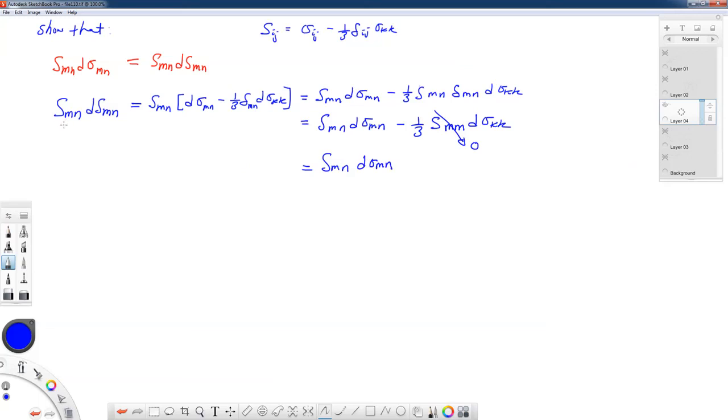So we have shown what we wanted to show, that Smn dSmn is equal to Smn d sigma mn. Now, keep in mind, I'm not saying that the stress increment d sigma is equal to the deviatoric stress increment dS. What I am saying is that the summation of Smn d sigma mn is the same as the summation of Smn dSmn. So be careful about that. Make sure you have a good understanding of how index notation works.